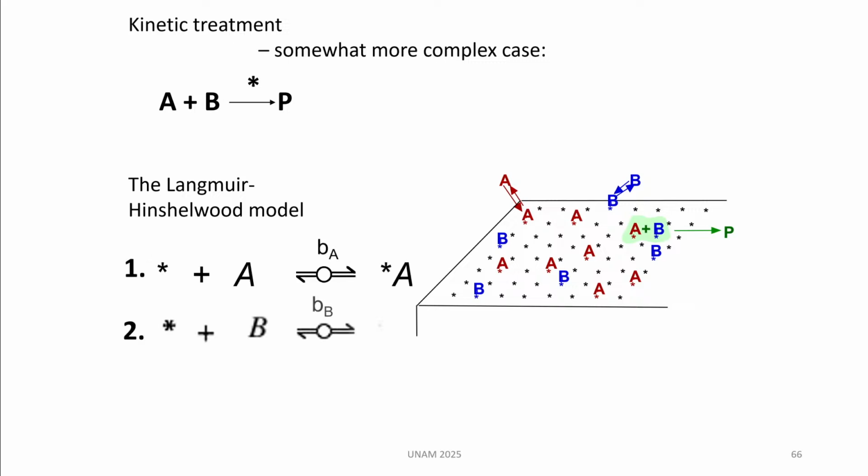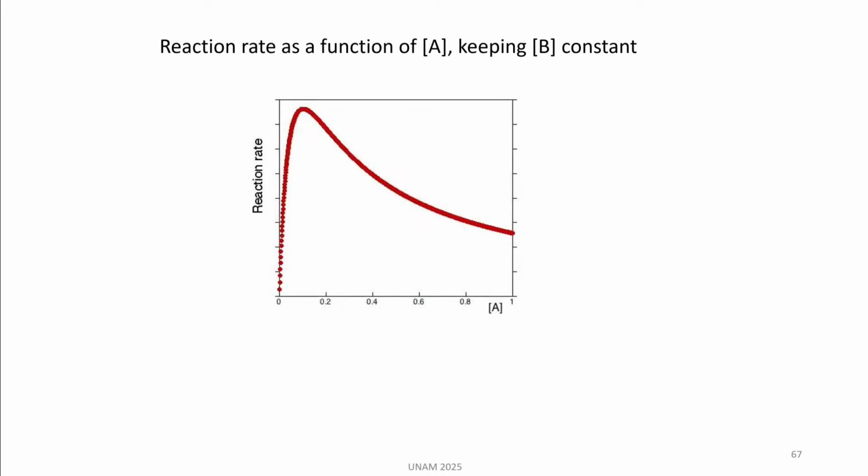Some molecules of each are adsorbed, and when they are close together, they will give you the product. Well, you can write this in terms of elementary steps: 2 adsorptions, both at equilibrium, and a rate determining step between the 2 adsorbed molecules. Okay, then there will be a little mathematics and another, a little more complicated expression for the reaction rate as a function of the activity of A and B. And I will not show you, but it will look like this.